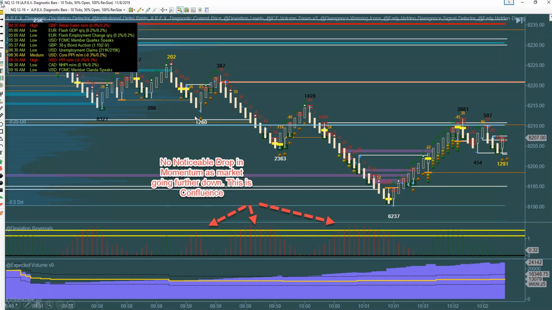I want you to notice as this market is dropping, the DR is showing more, and it's dropping, it's showing more, it's dropping, it's showing more. That is momentum. It's going further down. That's confluence. That's saying, yeah, this thing's continuing.